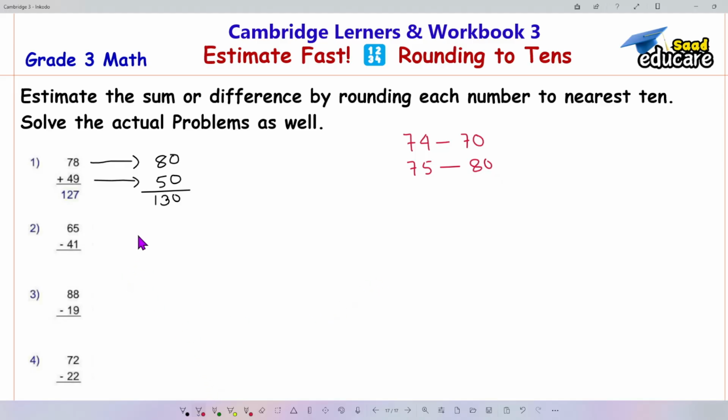Next one, 65 nearest 10 is 70, 49 nearest 10 is 40. We will find out the difference. So 0, 7 minus 4 is 3. Answer is 30. So what is the exact? 5 minus 1 is 4. 6 minus 4 is 2. So look, this is the estimate and this is what? Exact.